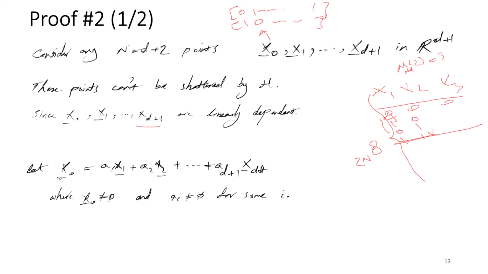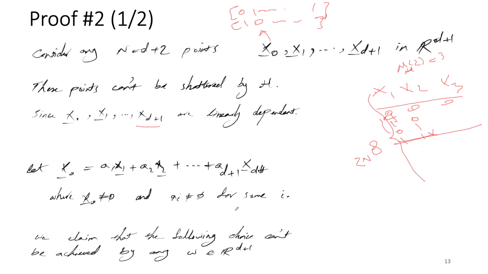So now let's assume a linear combination of these a1 x1, a2 x2, up to ad plus 1 xd plus 1, right? Where a1 is not 0, because if they are 0, they're going to make this go away. And also x0 is not 0, right? For some i, we can claim that the following choice can't be achieved by any w within the R space of d plus 1.